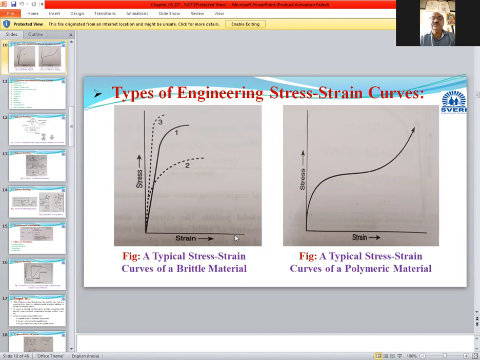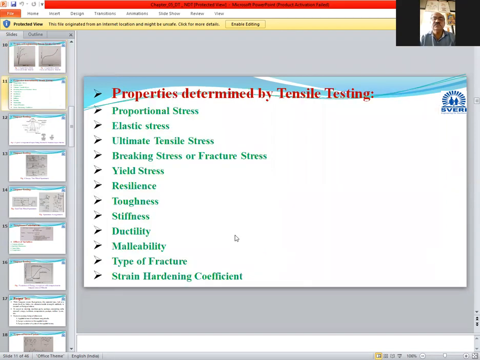Next. Properties determined by tensile test. Here, in the last 2-3 graphs, we have seen the proof stress, elastic stress, ultimate tensile, breaking stress, yield stress, resilience, toughness, stiffness, ductility, malleability, type of fractures, and strain hardening coefficient.